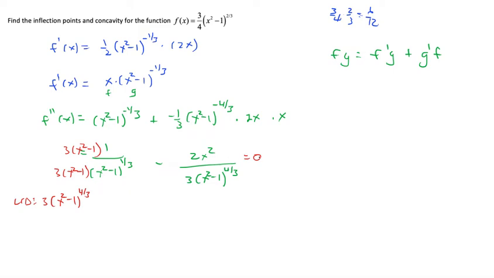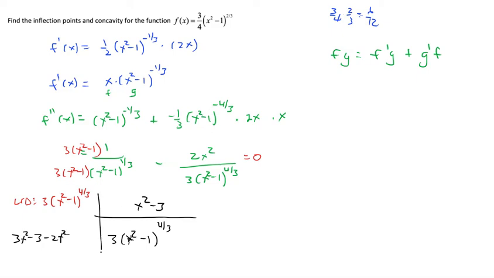Okay, so let's see, I'll write it down here. I get 3 times (x squared minus 1) to the 4/3 in the denominator, and on the numerator, notice what I get. I get 3x squared minus 3, minus 2x squared. That gives me x squared minus 3.